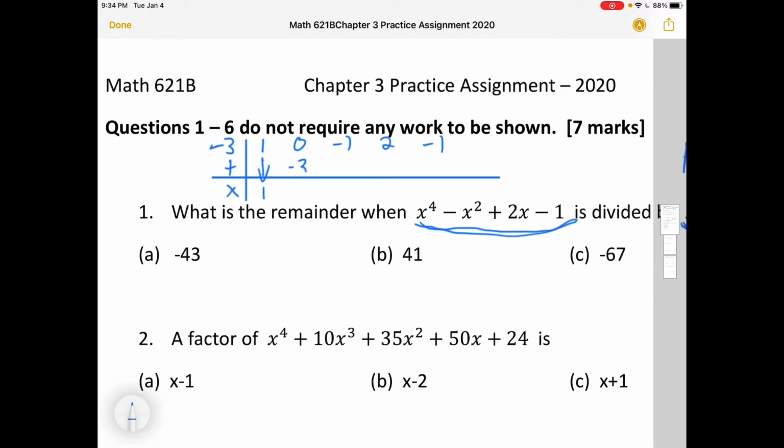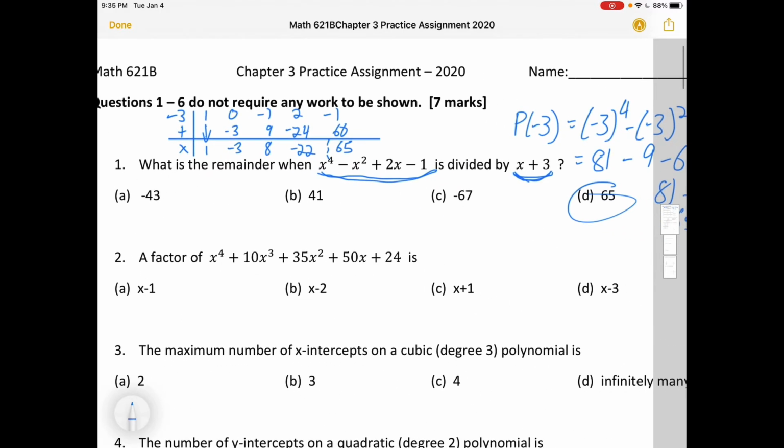Bring it down, multiply, add them up. Multiply, add them up. Multiply, add them up. Multiply, and 66 plus -1 is 65. So either way, we're getting 65 as our remainder.